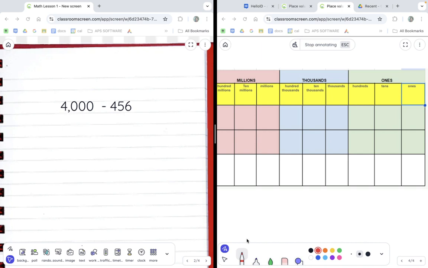4,000 has 4 digits. So always remember, if you're not sure, all you need to do is count how many digits we have in our first number. We have 1, 2, 3, 4. So therefore, from the right going to left, we're going to use 4 boxes. So again, we're going to start with the ones. We're going to copy exactly what they have in ones, which is 0.